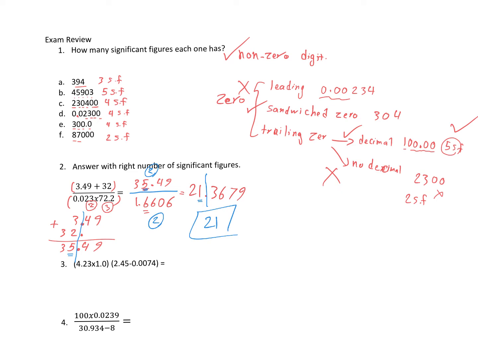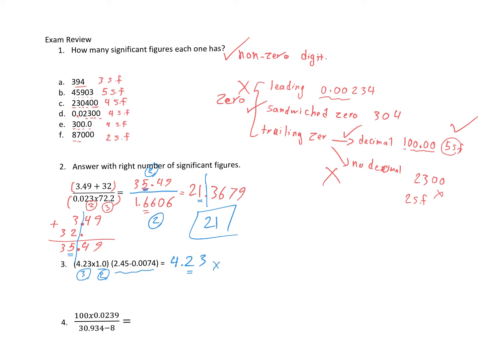PEMDAS, we have to do whatever we have inside the parentheses. So the first one is 4.23 times 1, okay? So the answer is the same thing, but it's a multiplication. We have 2 sig figs here and 3 sig figs here, so the answer should have 2 sig figs. So this one is the last significant figure in the first one. And multiply the next parenthesis.